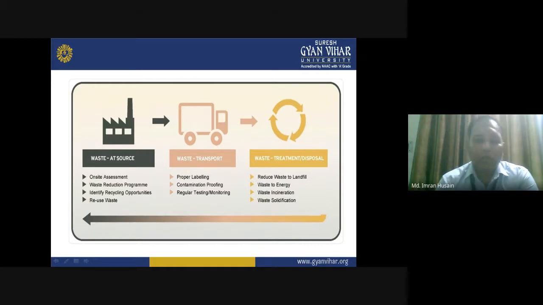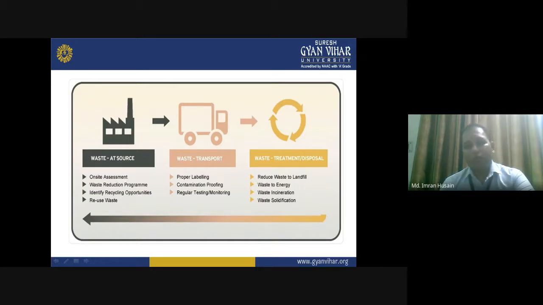Waste transport: proper labeling, contamination proofing, regular testing and monitoring. Whenever the waste is being transported, proper auditing is required, and auditing is done in order to check that the labeling has been done properly and contamination proofing has been done. Regular testing and monitoring is always required because you always have to check that the individual is working properly or not.